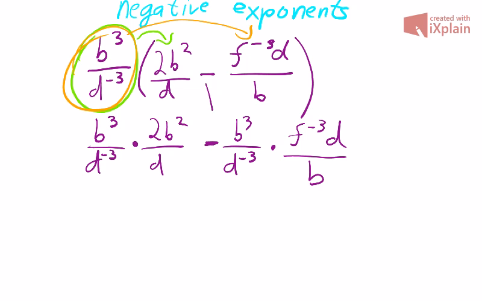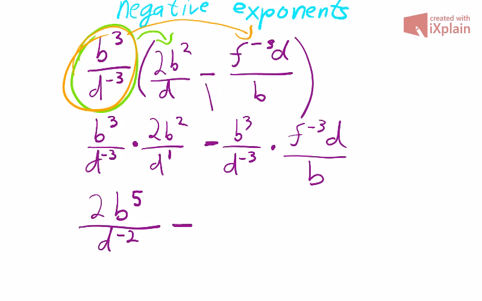It still multiplies straight across. b cubed times 2b squared. We add those exponents. We end up with 2b to the power of 5. We're going to divide that by our multiplication here. d to the negative 3 times d. This is actually going to be d to the first. Negative 3 plus 1 is going to be negative 2. So that's divided by d to the negative 2.